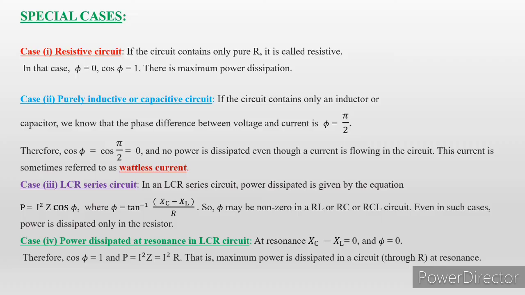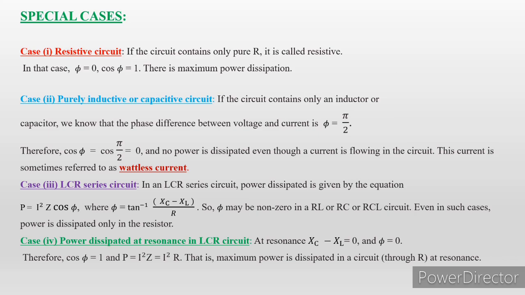Special cases. Case 1: resistive circuit. If the circuit contains only a pure resistor R, it is called resistive. In that case, angle phi is equal to 0 and cos phi is equal to 1. There is maximum power dissipation.